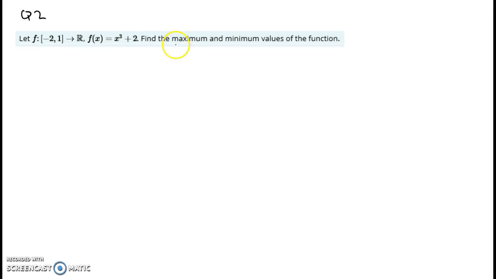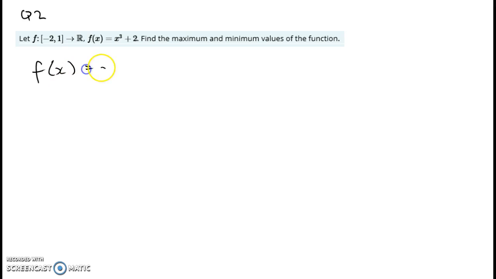This question is asking us to find the maximum and minimum values of this function f of x equals x cubed plus 2. But we've been given a restriction on the domain, so the x values are only from minus 2 through to 1. But the process remains the same. So let's solve the derivative equal to 0.